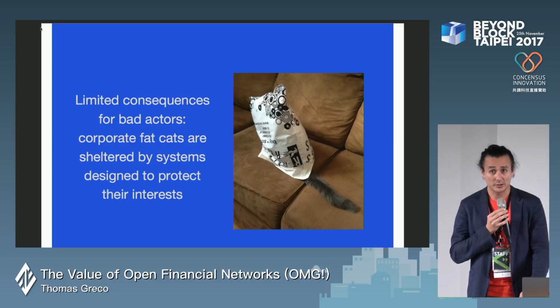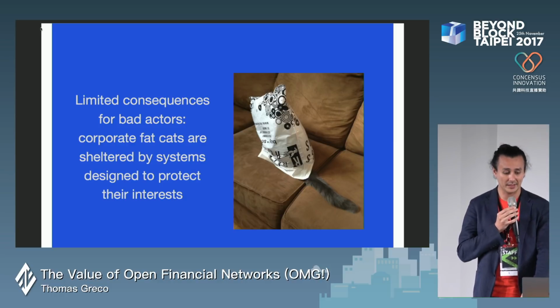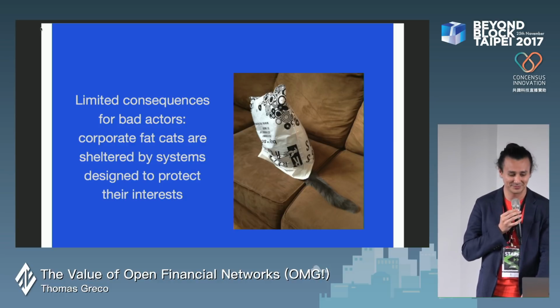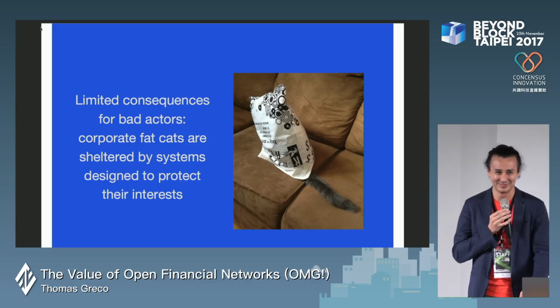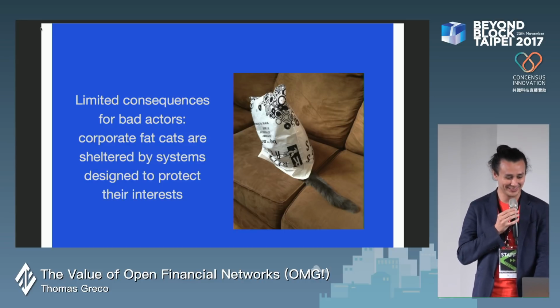So we have limited consequences for bad actors. We have cats that are sheltered by... yeah. Hello, Gremlin. It's a cat named Gremlin.